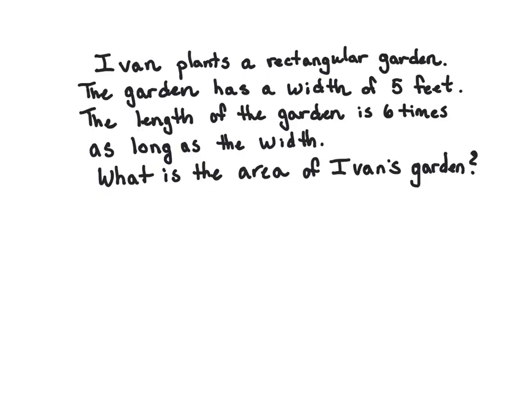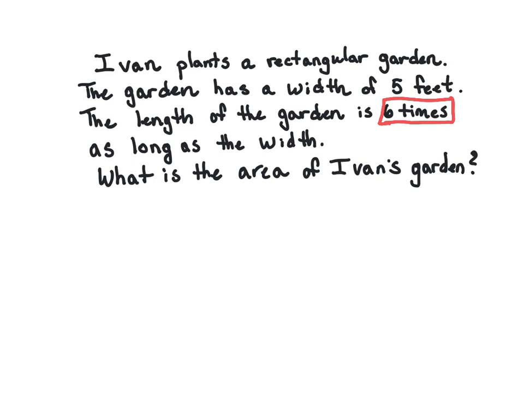And our last example tonight. Ivan plants a rectangular garden. The garden has a width of 5 feet. The length of the garden is 6 times as long as the width. What is the area of Ivan's garden? Well, I see a word that we've done before. I see this comparison here, times, 6 times. So 6 times as long as the width.